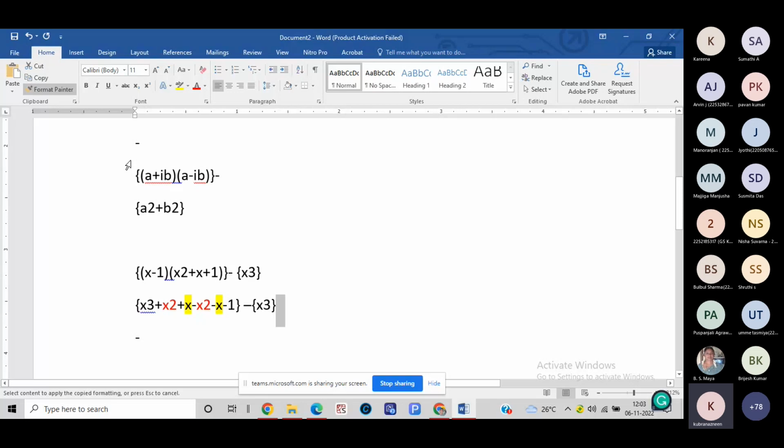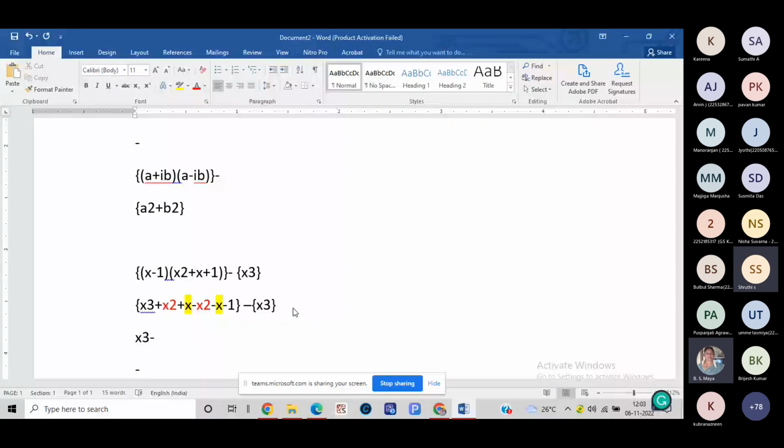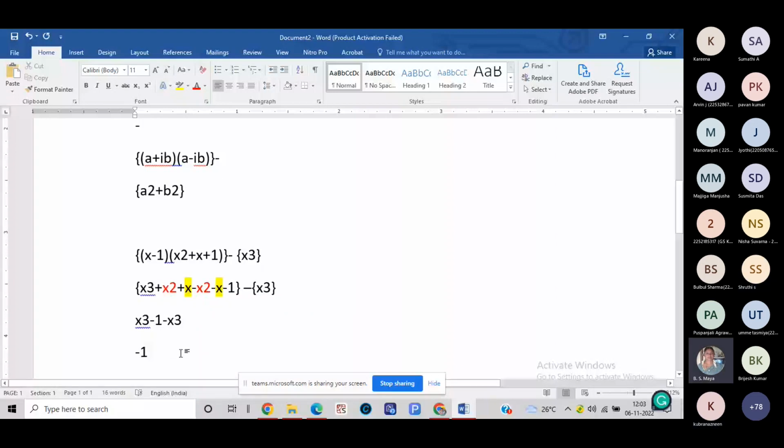Minus 1 is x. What's the next answer? X to the power of 3 minus 1. X cube minus 1 is equal to minus x cube, correct? Plus x cube, minus x cube cancel again. What is the answer? 0 minus minus 1. Minus 1. Everyone should get minus 1.